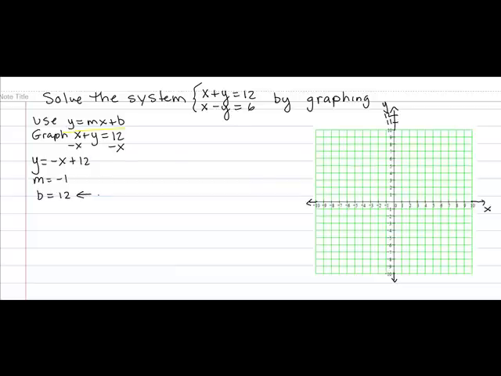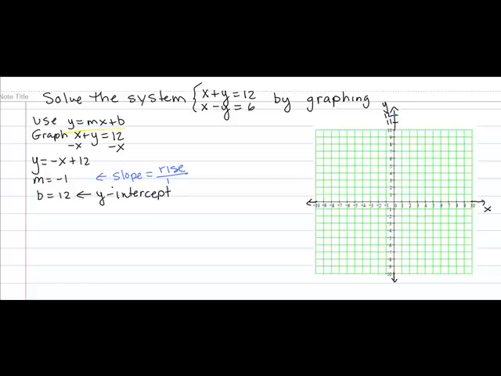What does the b represent? It represents the y-intercept. The y-intercept is where it crosses the y-axis. So I'm going to come along here on my graph. Right there is where it crosses the y-axis. Okay, now the m represents my slope.